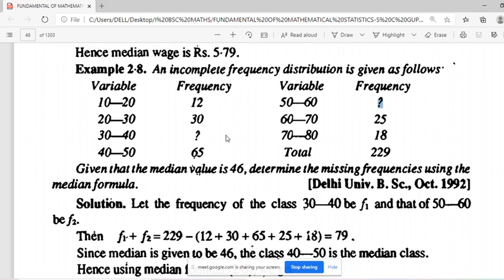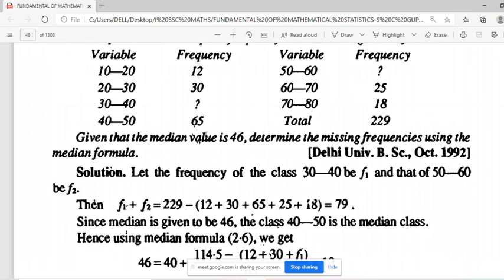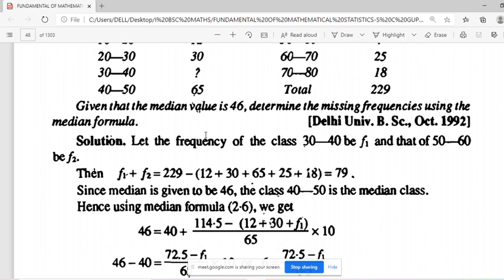So that is an objective decision. We can objectively select the median class based on this type of information. There is no formula involved in that.